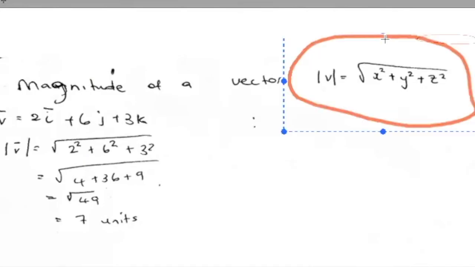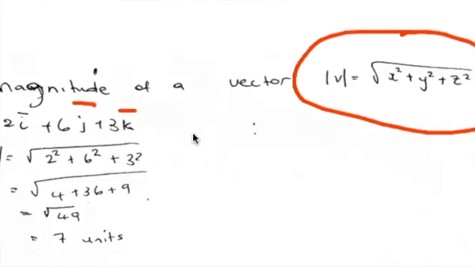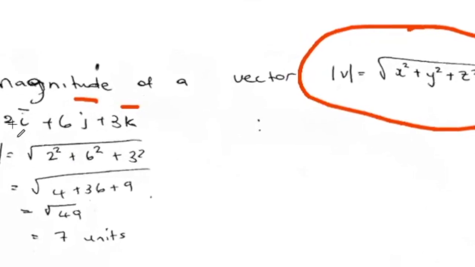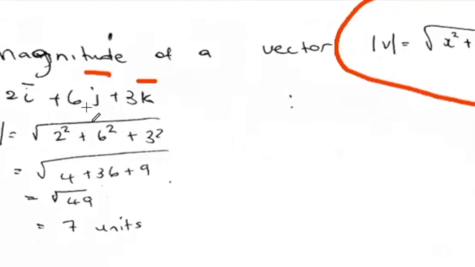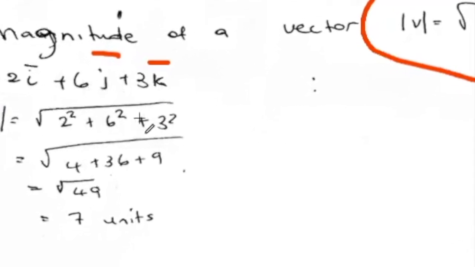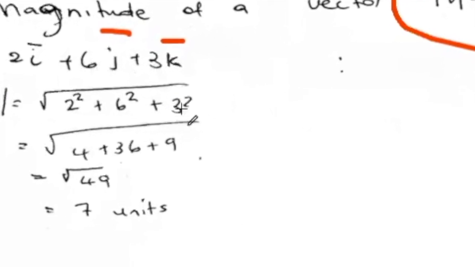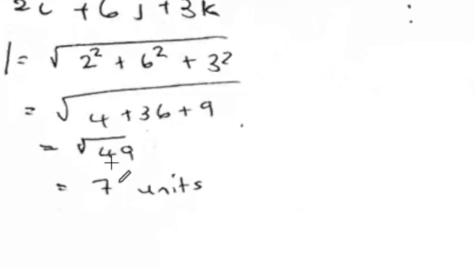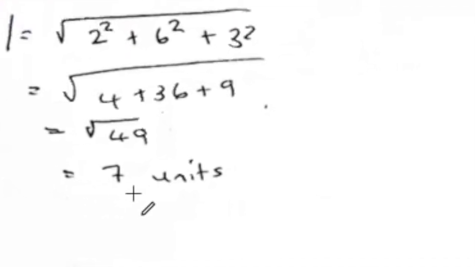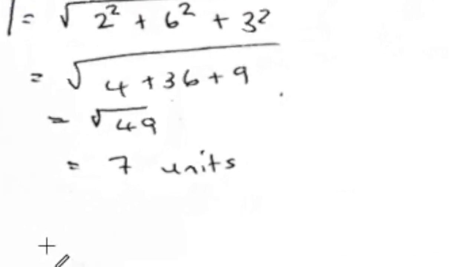Now let us find the magnitude of a vector. The magnitude of a vector is the square root of x squared plus y squared plus z squared. Remember that when we are finding the square root of a number, it can never be negative. So calculating the magnitude, we substitute in the formula: x is 2, so it's 2 squared, y is 6, so plus 6 squared, and z is 3, so plus 3 squared. So 2 squared is 4, 6 squared is 36, 3 squared is 9, so adding this we have 49, and the square root of 49 is 7 units, so the length of this vector is 7.